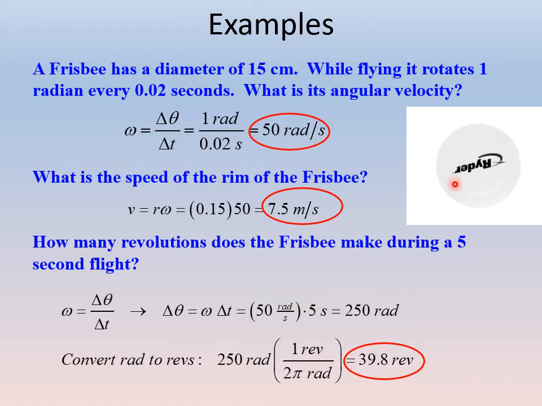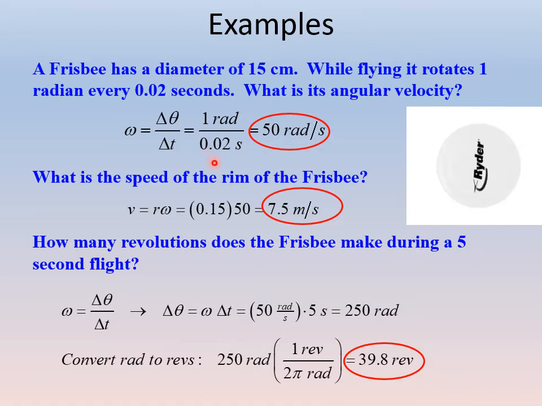So here in this little animation, we can see our frisbee spinning. We're showing it here in slow motion, though. It's spinning much faster than this. But what we're going to do is use the equation for omega. Omega is the angular displacement divided by time. And we know that this frisbee turns 1 radian every 0.02 seconds.